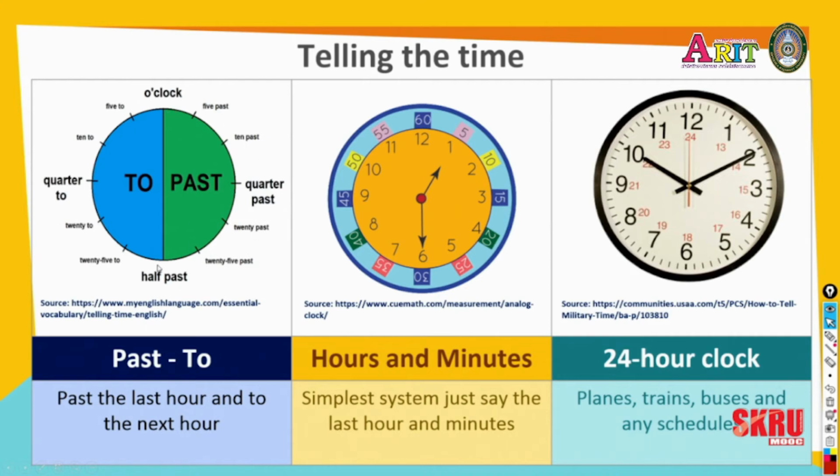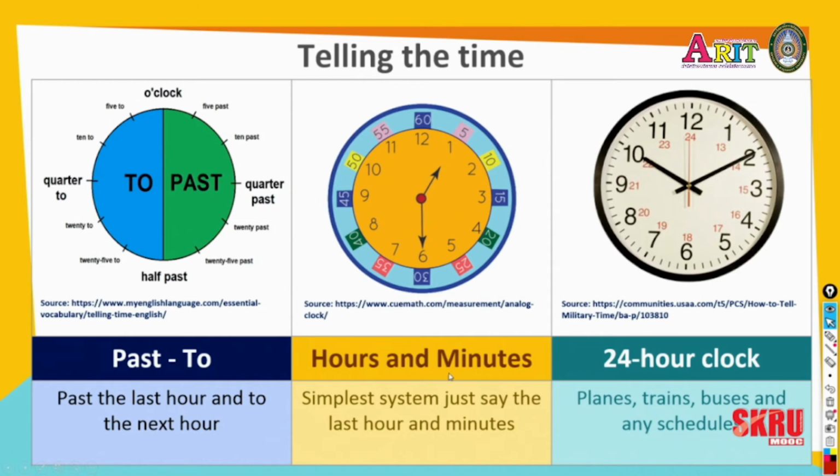Here, for the first 30 minutes after an hour, we use the term past, that hour. So 12 o'clock, and then the next 5 minutes, 5 past 12, 10 past 12, quarter past 12, 20 past 12, 25 past 12, half past 12. From then on, we're closer to the next hour, so we say to, until the next hour. 25 to 1, 20 to 1, quarter to 1, 10 to 1, 5 to 1, 1 o'clock.